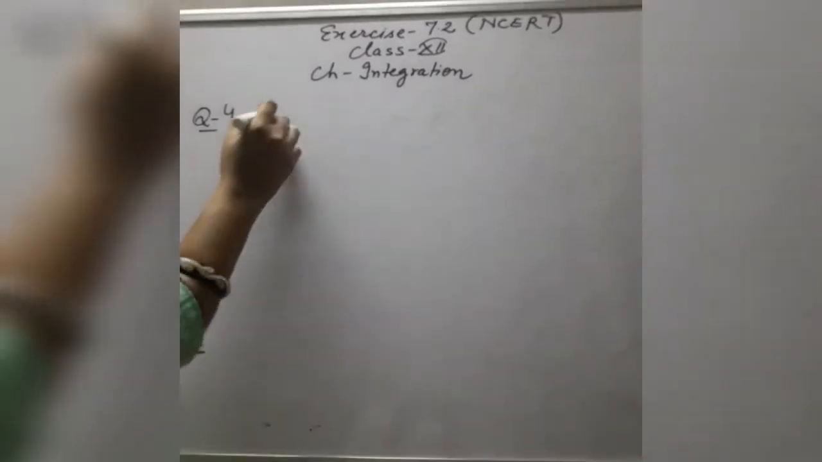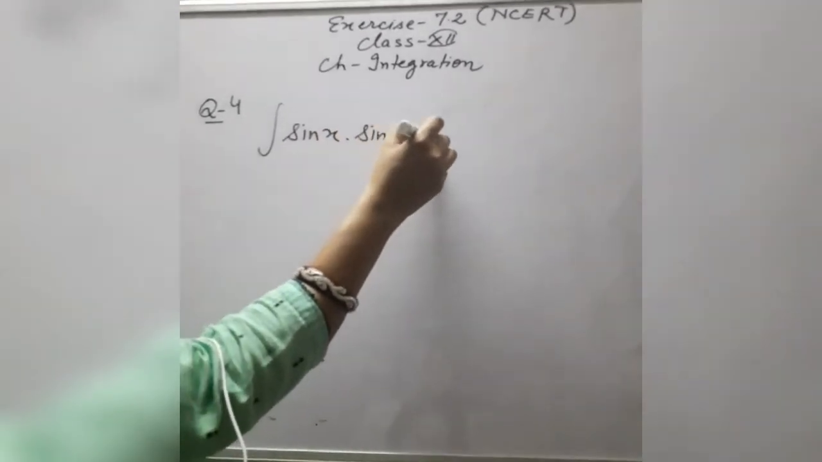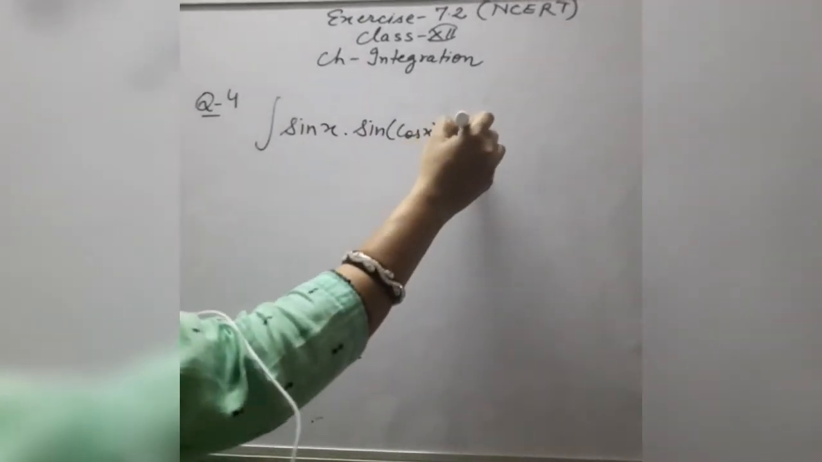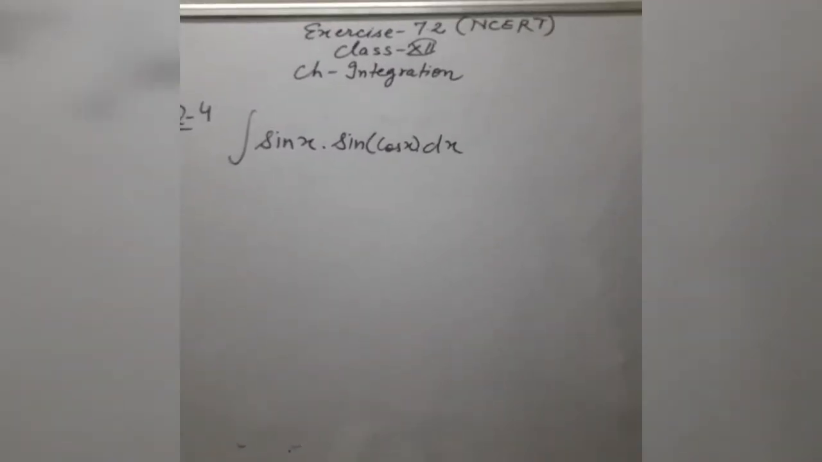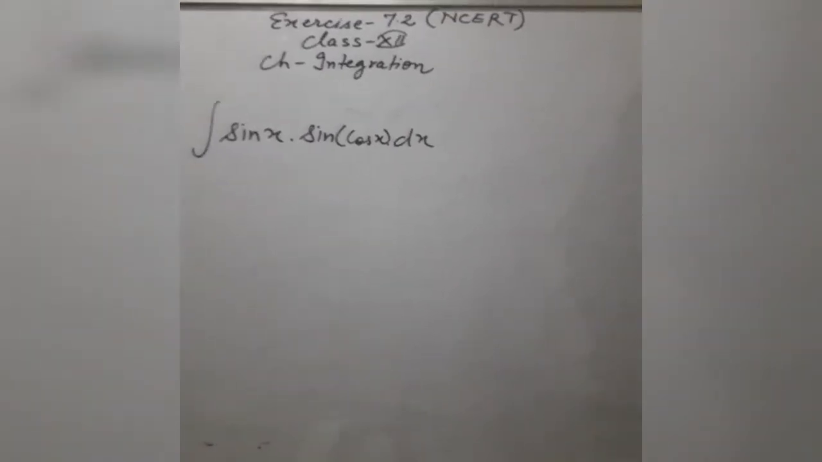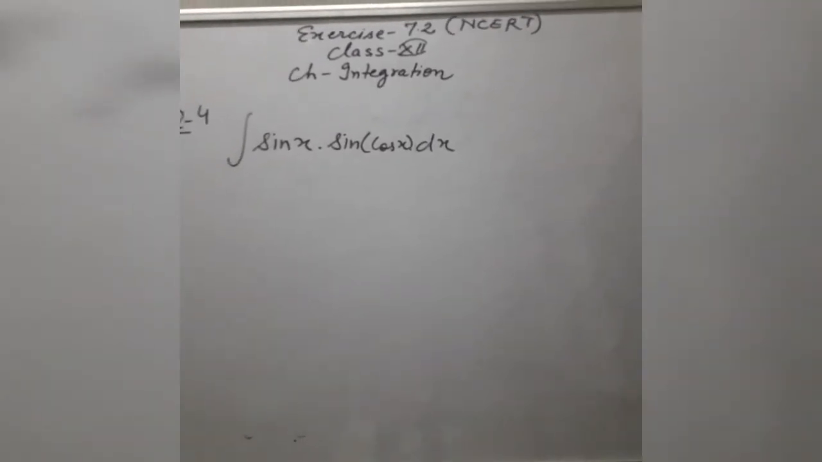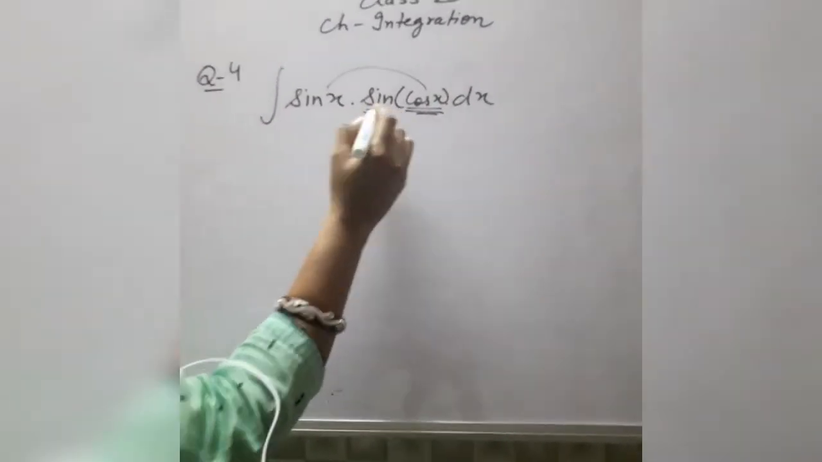Now in question number 4, the statement is the integration of sin x into sine of cos x with respect to x. Now what is the derivative of cos x? The derivative of cos x is minus sin x. In this case you could take sine of cos x is equal to t, but because the derivative of cos is sine, you just take cos x is equal to t, no need to take the sine.